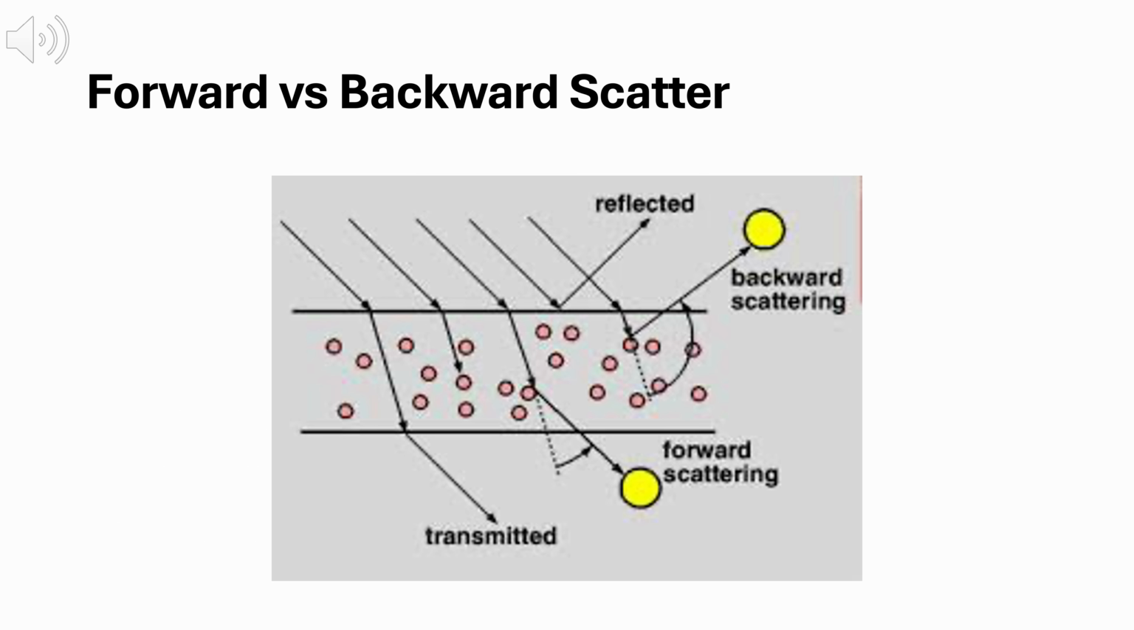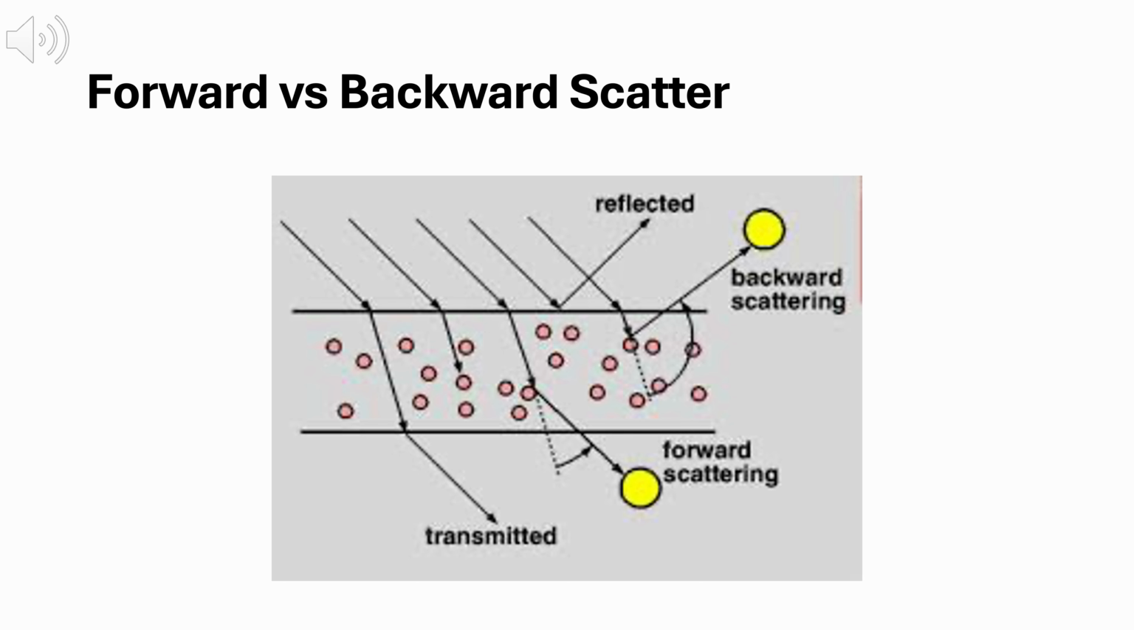This figure helps visualize the difference between forward and backward scatter. Incoming light enters the eye and interacts with small particles and irregularities in the ocular media. Backward scatter is light that is reflected back toward the source. It reduces the amount of light entering the eye, but it is not what primarily degrades vision, and it's what we typically see on slit lamp exam.